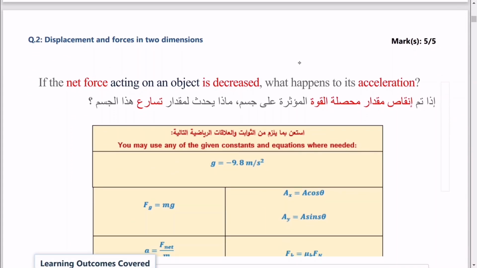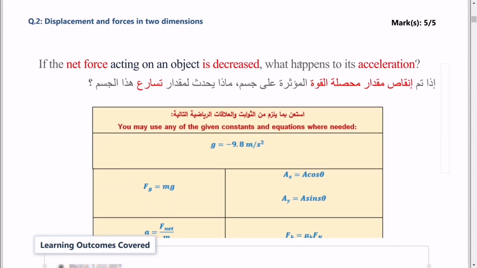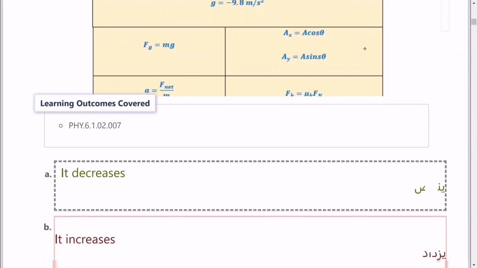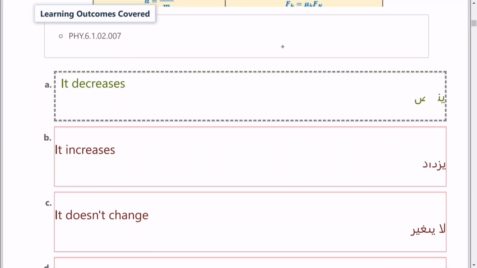The displacement and forces in 2 dimensions. If the net force acting on an object is decreased, what happens to its acceleration? So net force and acceleration are related by Newton's second law. Newton's second law states that the net force is equal to mass multiplied by acceleration. From this equation, we can write an equation for acceleration. Acceleration is equal to net force over mass.